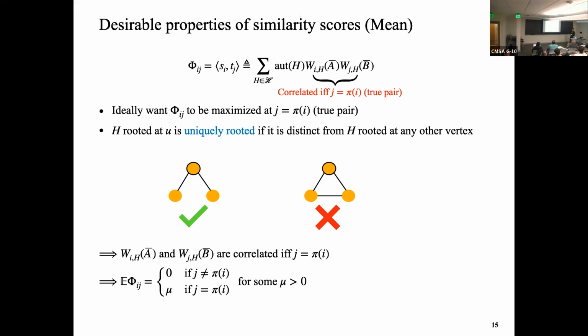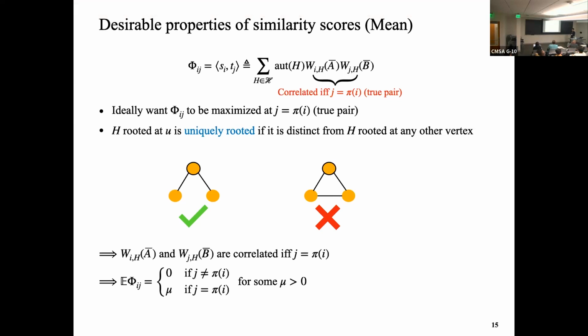Let's just look at these two examples. The wedge is rooted in the middle, is uniquely rooted, and a triangle is not. If you swap to another node, it's isomorphic to itself. Once you have the uniquely rooted properties, you can ensure that these two things are uncorrelated if they are not the true match. And then by linearity, you get a zero mean.